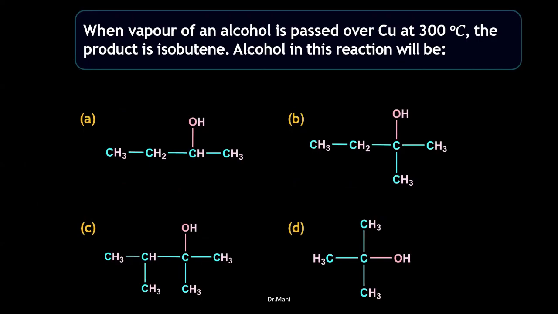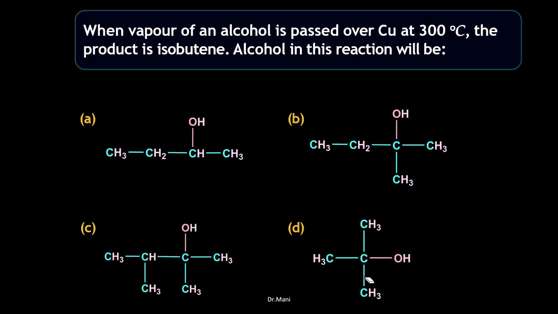When vapor of an alcohol is passed over copper at 300 degrees Celsius, the product is isobutene. Alcohol in this reaction will be? So what will be the alcohol here? What is the meaning of iso? There are three carbons attached.